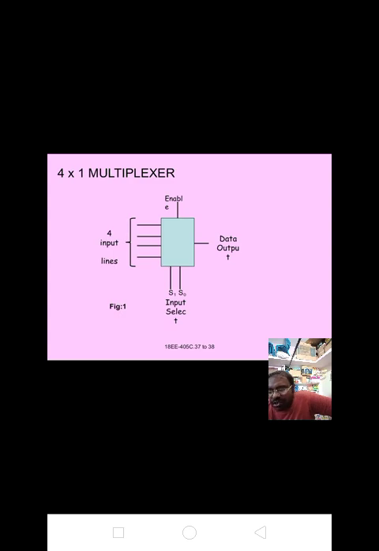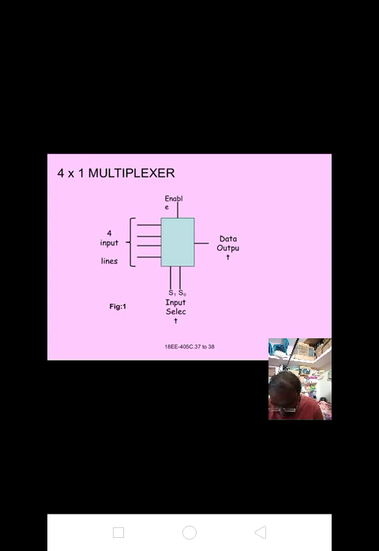If binary 0, that is S1 equal to S0 equal to 0, is applied to the data select lines, the data on input D0 appears on the data output line. See here, we are giving S1, S0 equal to 0. It is applied to the data select lines, so the data on input D0 will appear on the data output line.